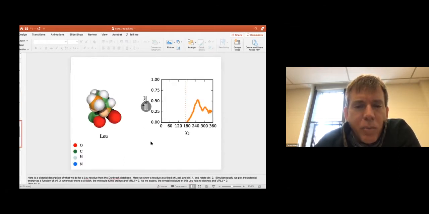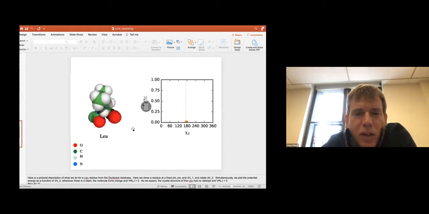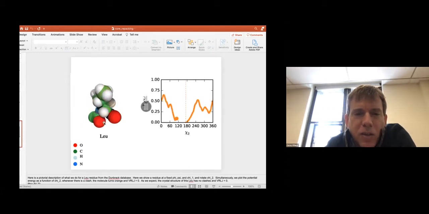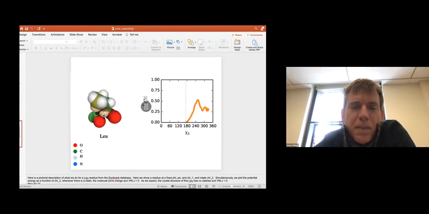So then I promised these movies. So here's a simple example, and this is focusing on intra-residue interactions. So we only have this leucine residue. It's taken out of a protein, and what we're doing is fixing, leucine has 2 side chain dihedral angles. We're fixing the chi-1 conformation and then varying the chi-2 part over 0 to 2 pi.